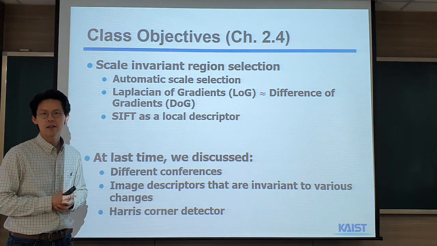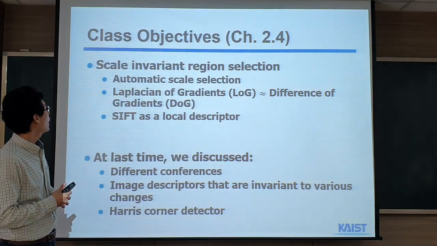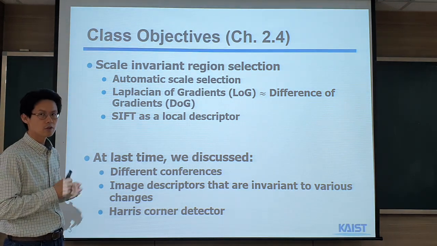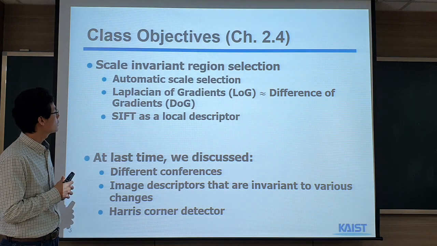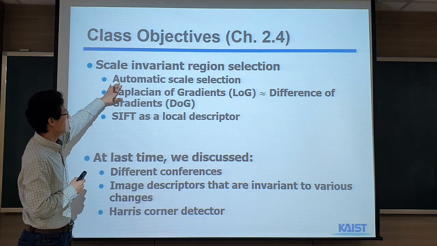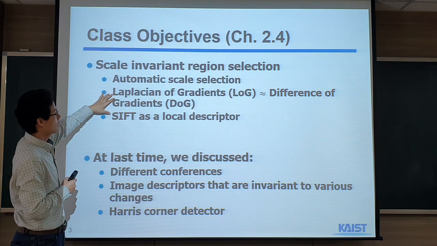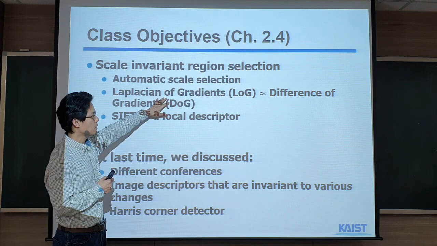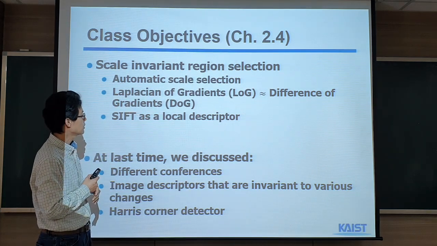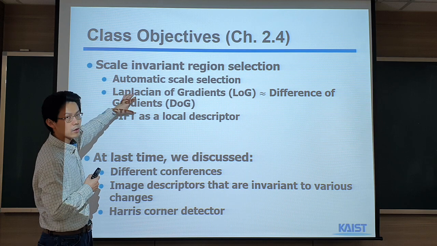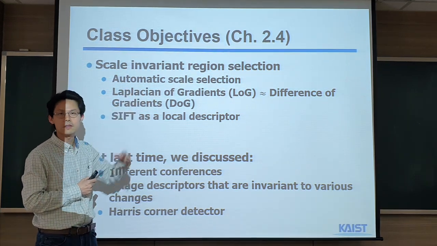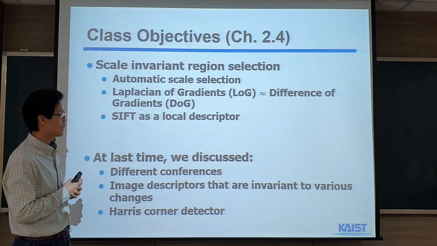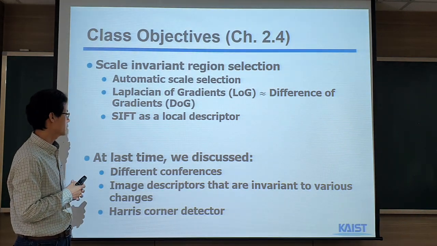I wish that at the end of this class, you can understand how we can select the scale invariant method for choosing the region. Along that line, I will talk about automatic scale selection method, also some very well-known techniques like the Laplacian of Gaussian, which is also efficiently approximated by the difference of Gaussians, DoG. These techniques are very well known and commonly used for many other computer vision or image processing tasks. Also, at the end, we will talk about SIFT as a local descriptor.